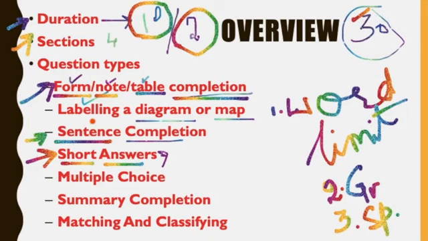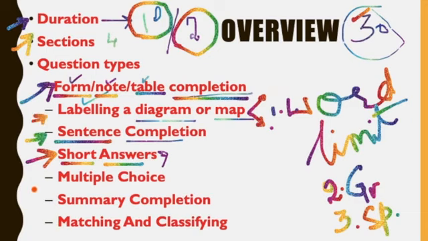Next is labeling a diagram. Now labeling a diagram can again be of 2 kinds. One could be map or diagram labeling, where you just label it with the letters A, B, C, D, E, F, and so on. And the other type of labeling is where you also write the answers.